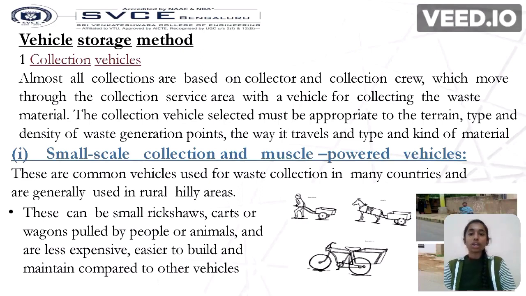There are again two types: small scale collection and motor powered vehicles. These are common vehicles used for waste collection in many containers and are generally used in rural hilly areas. These can be small rickshaws, carts, or vehicles pulled by people or animals, and are less expensive, easier to build and maintain compared to other vehicles.